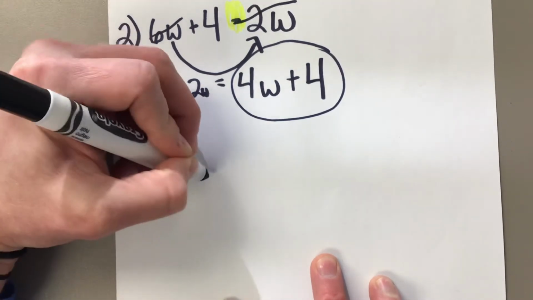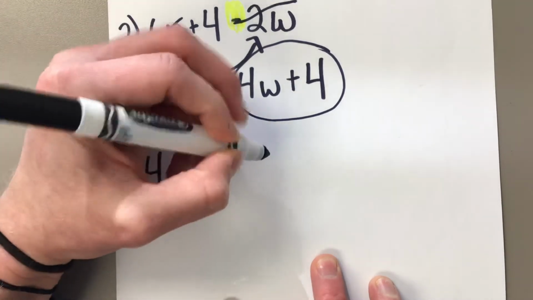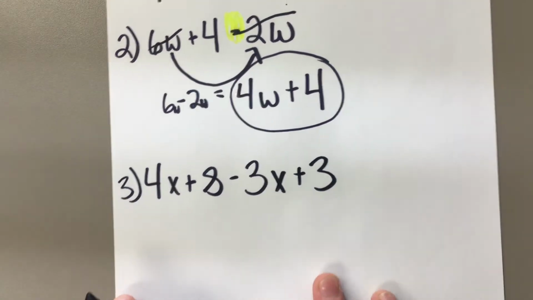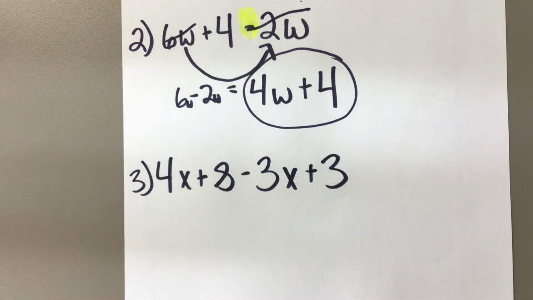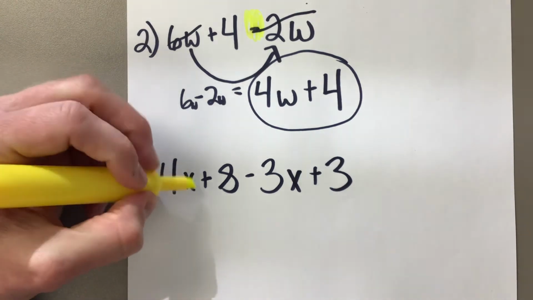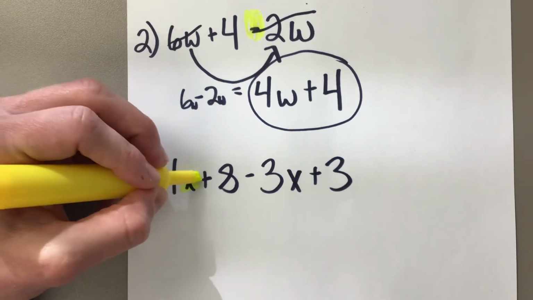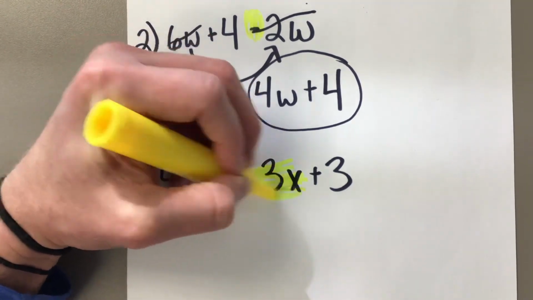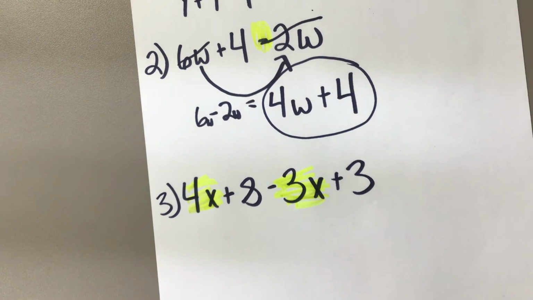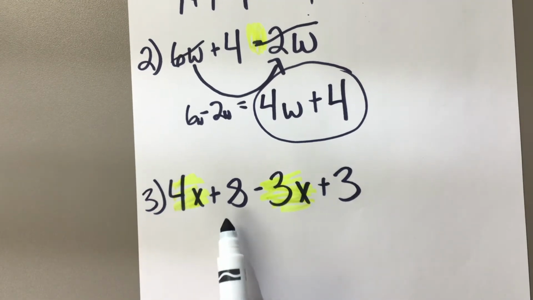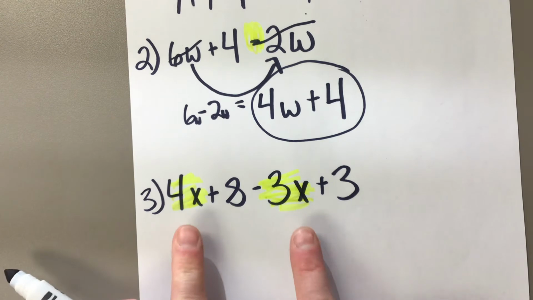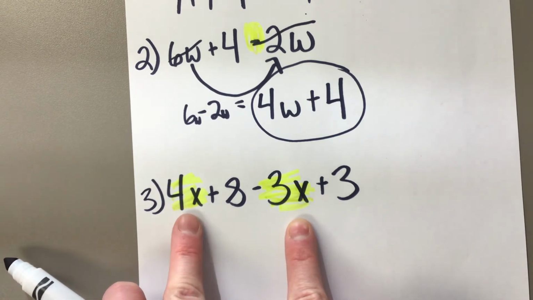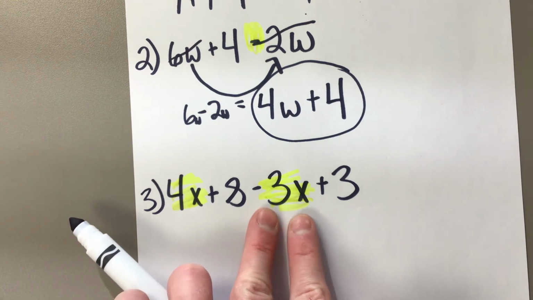4x plus 8 minus 3x plus 3. So here I'm going to look for my like numbers and my like variables. So I have a 4x and I have a minus 3x. And then I have my plus 8 and my plus 3. I'm going to start with my x's. So I'm going to look at 4x and then minus 3x.